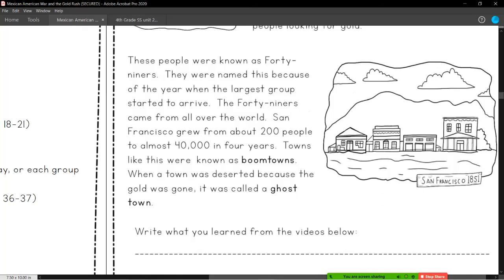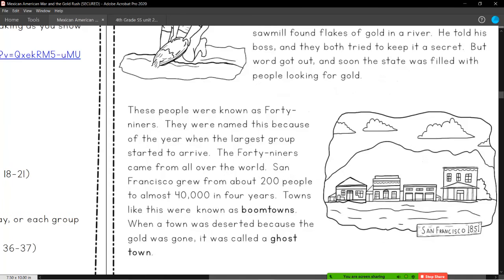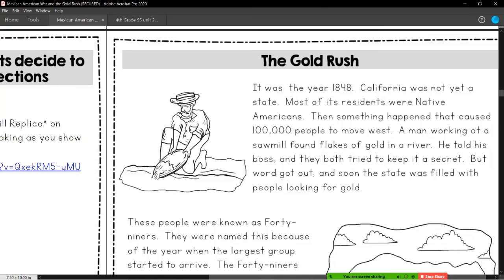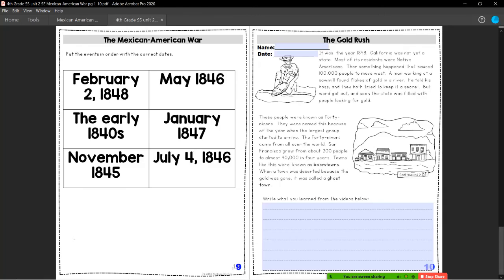Write what you learned from the videos below. So think about what you learned here in the reading. Make sure you're also annotating this page. This is the same page that you guys were working on. Make sure you annotate this, fill in your answers, name and date at the top. Go back and review the videos. The links are going to be in Google Classroom for you. And write down important things that you noticed in the videos and important things you noticed in the reading passage.